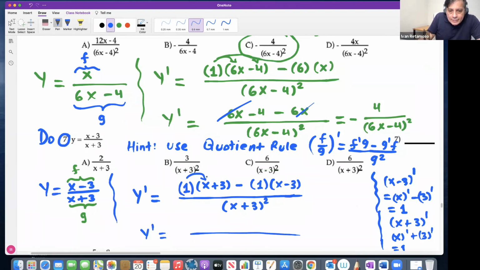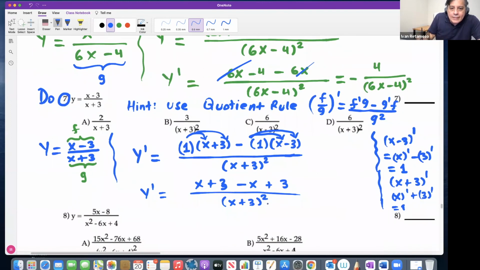The numerator. y prime will be equal to what? 1 times x, 1 times 3, 3. Remember, multiplication by 1 basically does not change the factor. So here, similarly, but here is minus 1. So minus 1 times x, minus x. Minus 1 times minus 3, minus and minus is plus 3 here, and over x plus 3 squared.